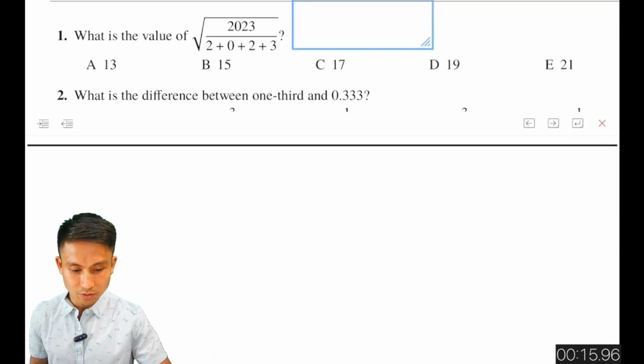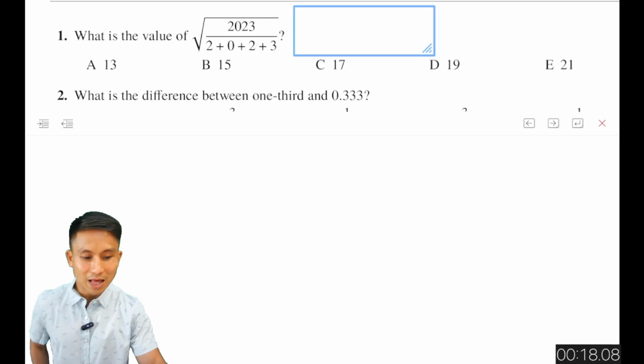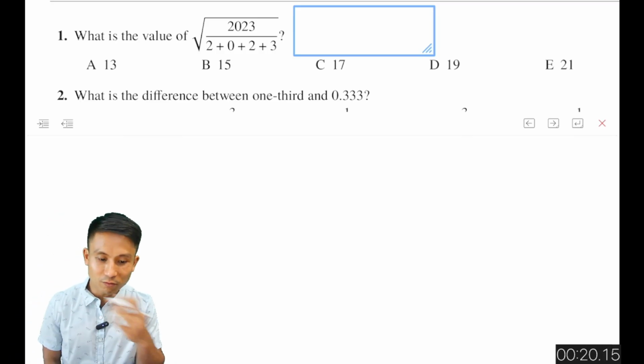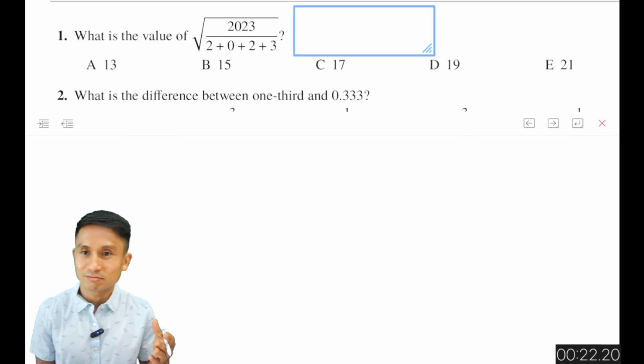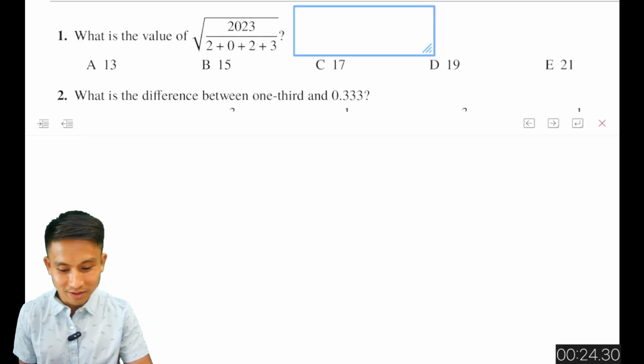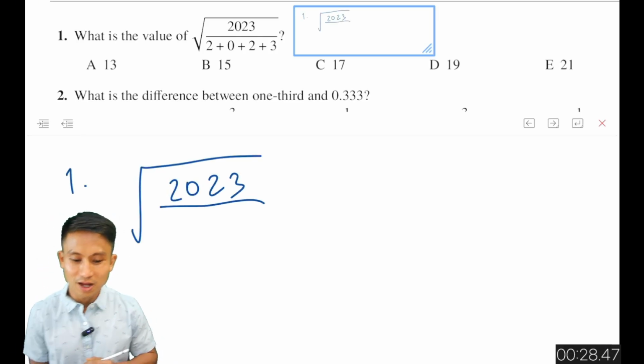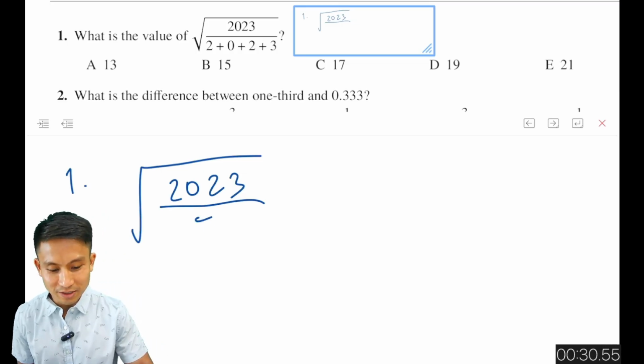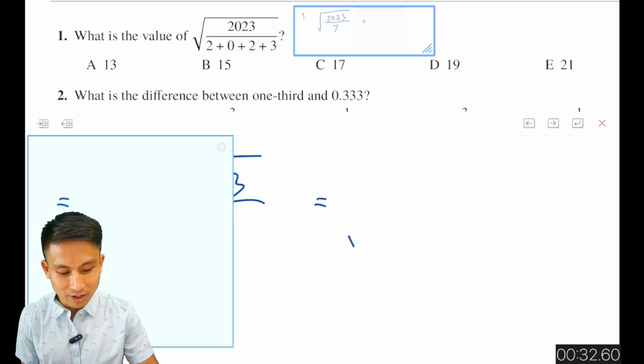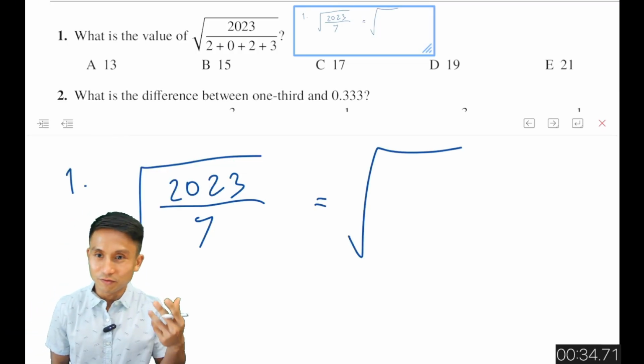Alright, so number one. What is the value of that? Well, the way I would go with this is to just do the math. So number one is just square root of 2023 divided by 7. Well, you've got to divide the thing, right? So let's do mental division here.